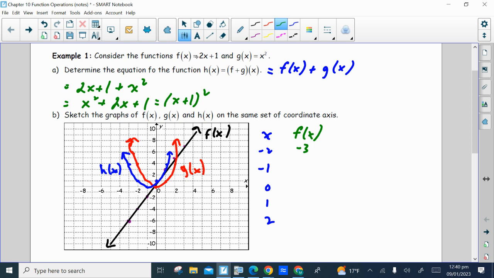When x is -1, 2 times -1 is -2, plus 1 is -1. When x is 0, 2 times 0 is 0, plus 1. 2 times 1 is 2, plus 1 is 3. 2 times 2 is 4, plus 1 is 5. So those would be the points on 2x plus 1 using the table of values.